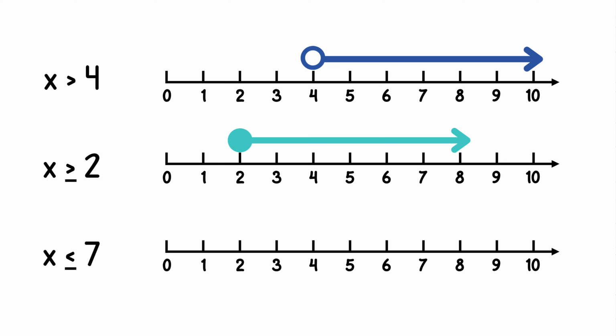Now let's look at x is less than or equal to 7. Since it's less than or equal to, we'll put a closed dot on 7. And since we want values less than 7, we'll draw a line to the left since all of these numbers are smaller. Now let's look at solving inequalities.